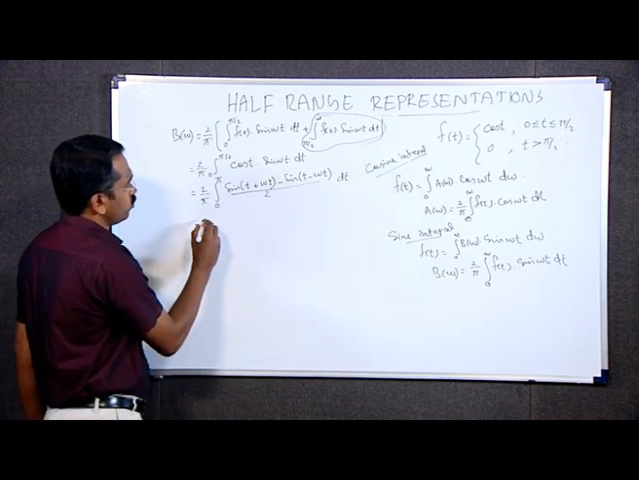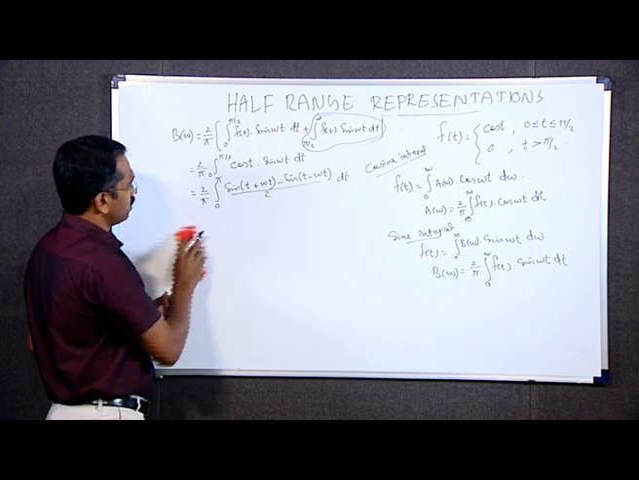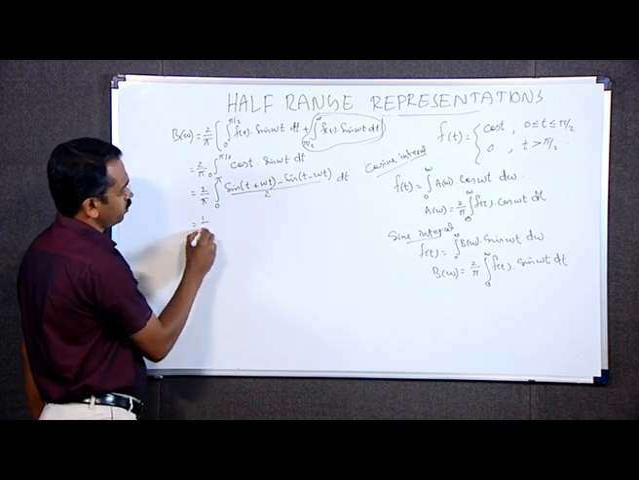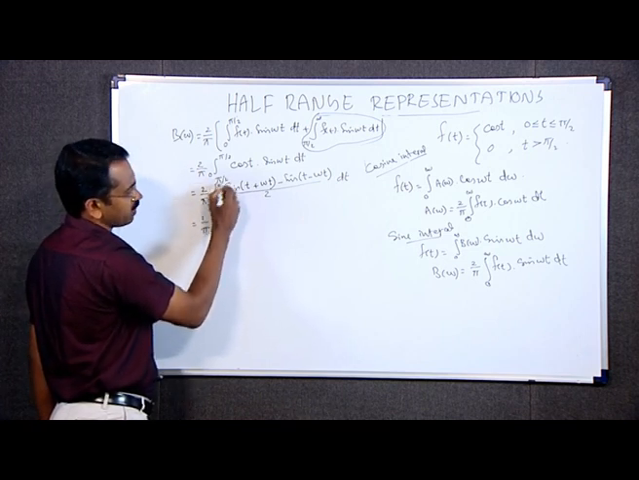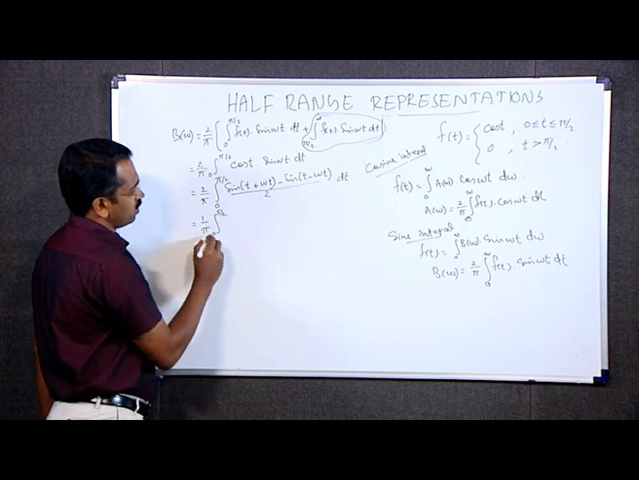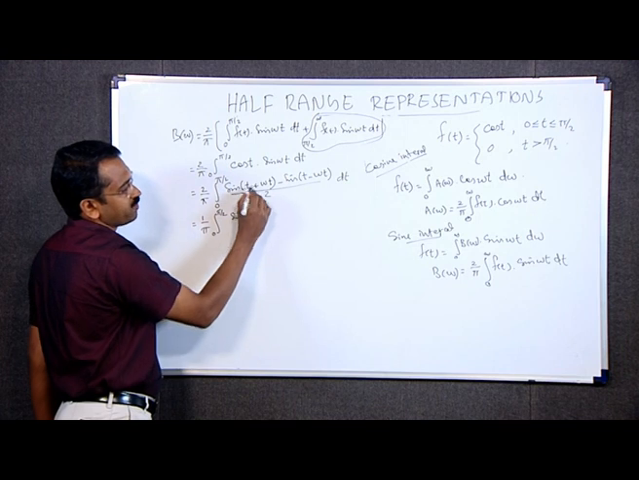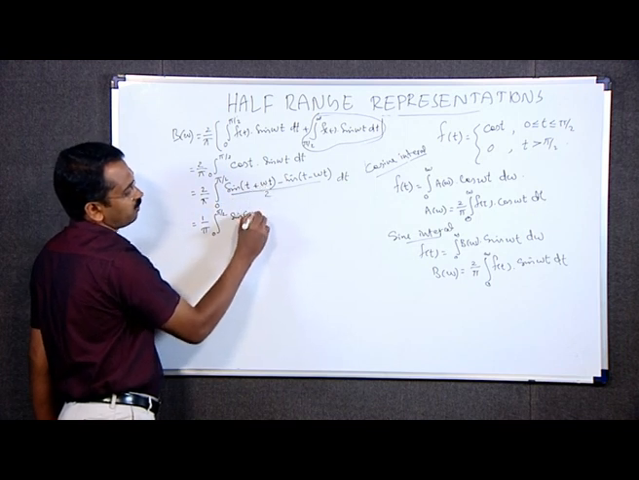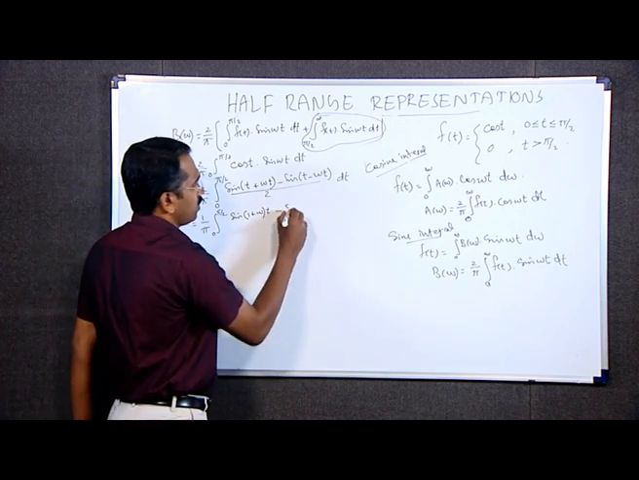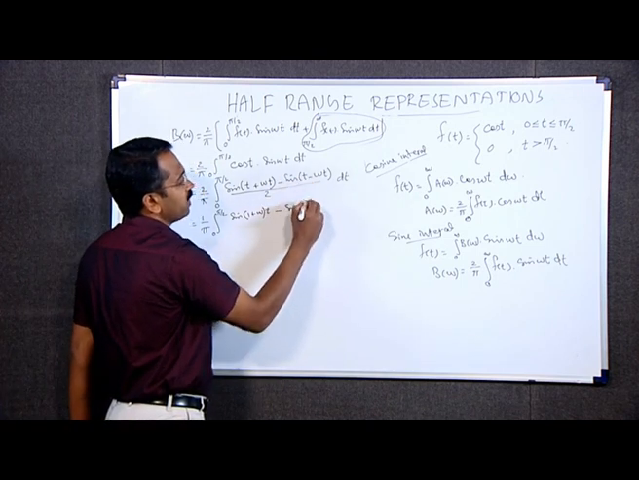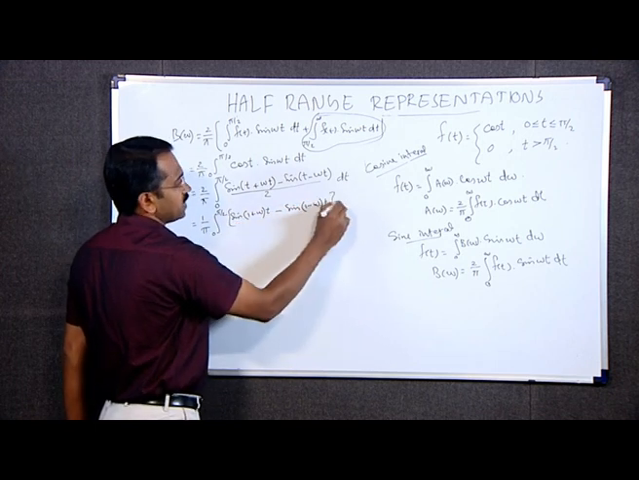which is equal to 2 by pi into, here 2 and 2 cancel, and therefore this is equal to 1 by pi into the integral from 0 to pi by 2, here the upper limit is pi by 2, sin, we can write this as t plus omega t, means (1 plus omega) into t, minus sin, here we can write (1 minus omega) into t, dt.